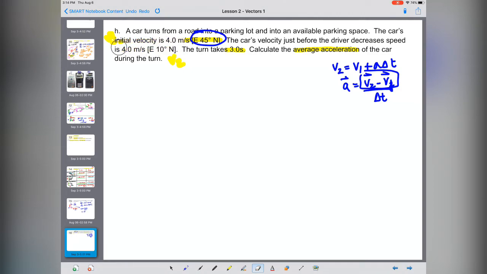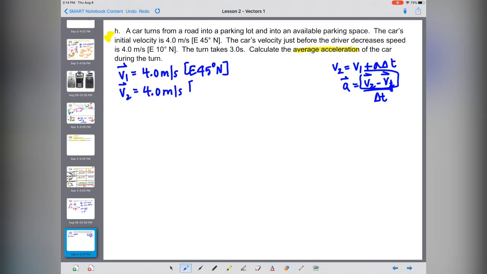Okay, so I'm just going to erase this. Okay, let's do it all over again. So what am I given? Just be very careful. My V1 is 4.0 meters per second east, 45 degrees north. And then V2, your final velocity, is 4 east, 10 degrees north. So this is like going in a circle.